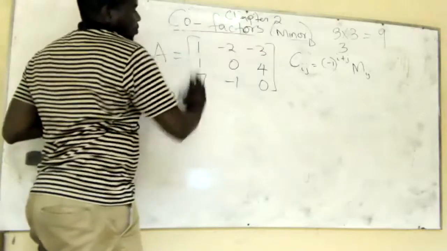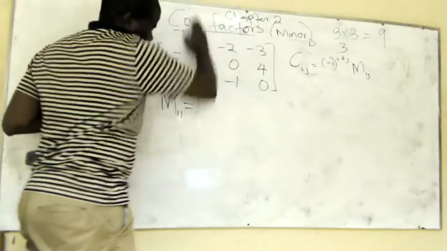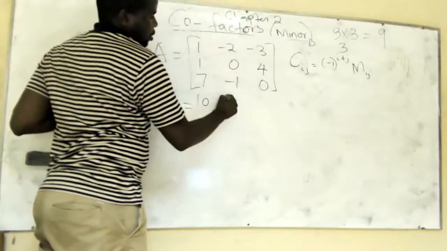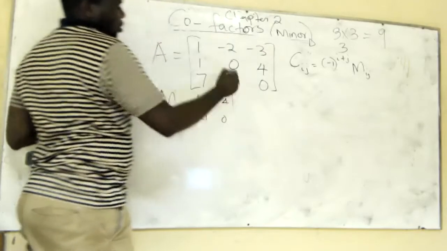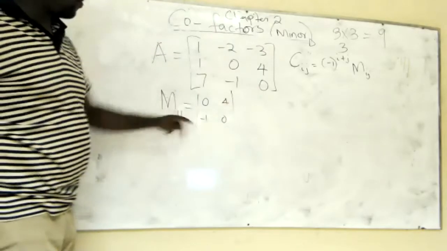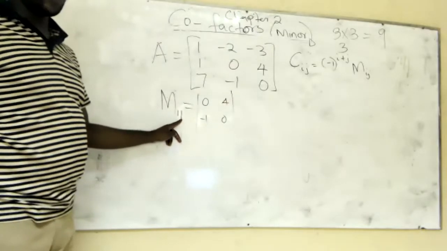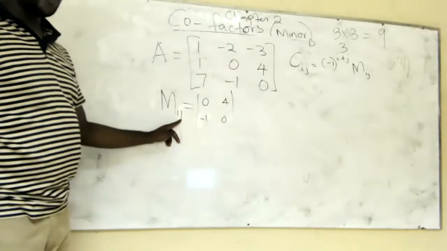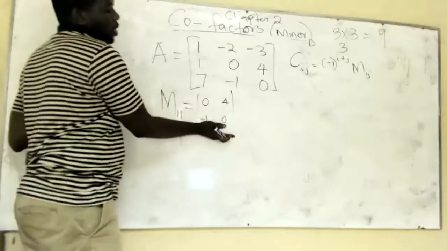These ones you hold, you don't consider them, because we hold the 1. So this you don't consider. 0, 4, minus 1, 0. Yes, this is the minor for M11. First row, first column. That's how you complete the minor for first row, first column.